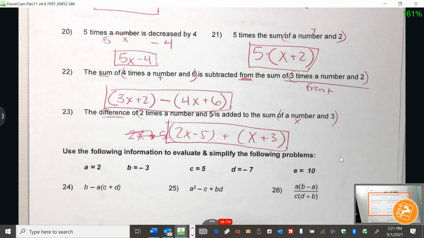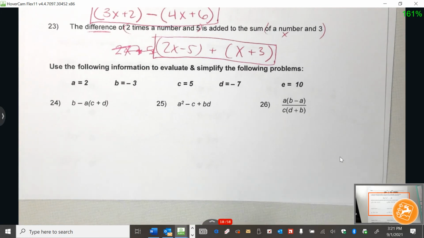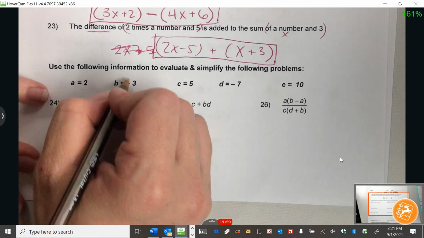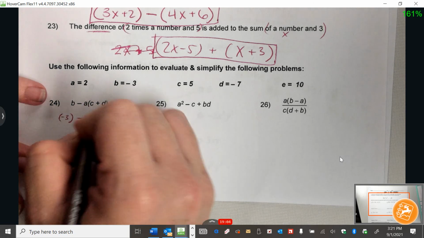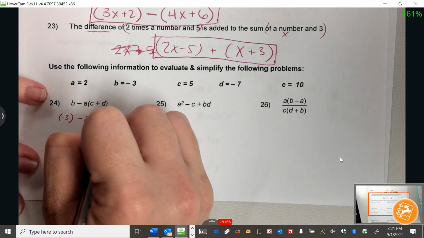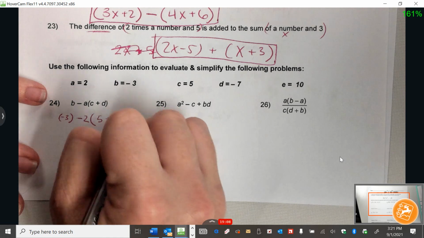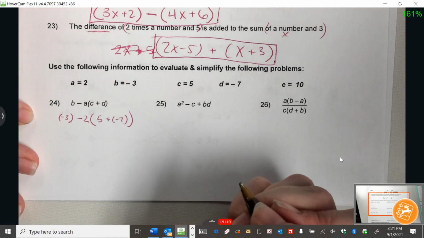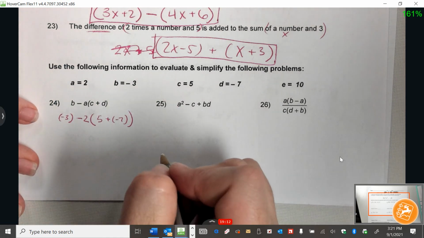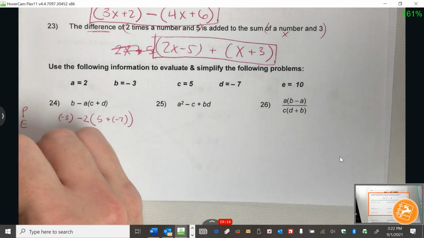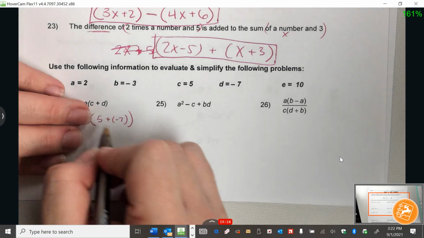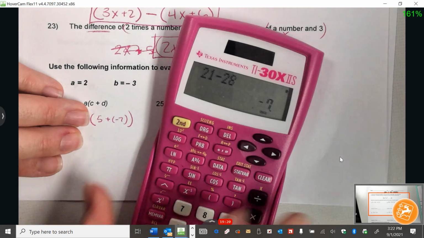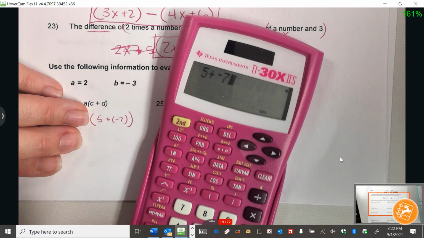Okay, look at the bottom 3. So here we're plugging in and simplifying. So b is negative 3, a is 2, c is 5, d is negative 7. Okay, when I follow PEMDAS, I do inside the parentheses first. So 5 plus negative 7, if you need your calculator, 5 plus negative 7 is negative 2.